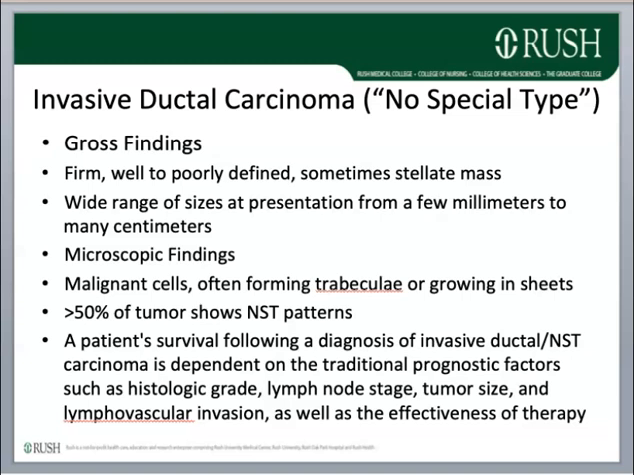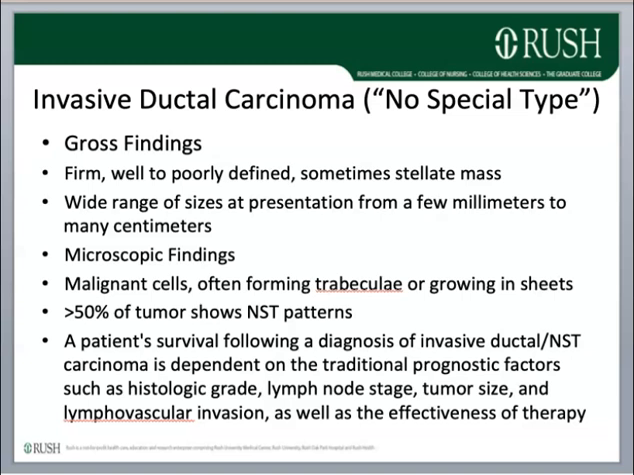Grossly, these are usually firm. They can be well to poorly demarcated, but most often form a stellate infiltrative type mass. There's a wide range in sizes at presentation, from a few millimeters that may be detected incidentally through mammographic screening to huge tumors that may be unfortunately ignored by the patient until they occupy most of the breast.